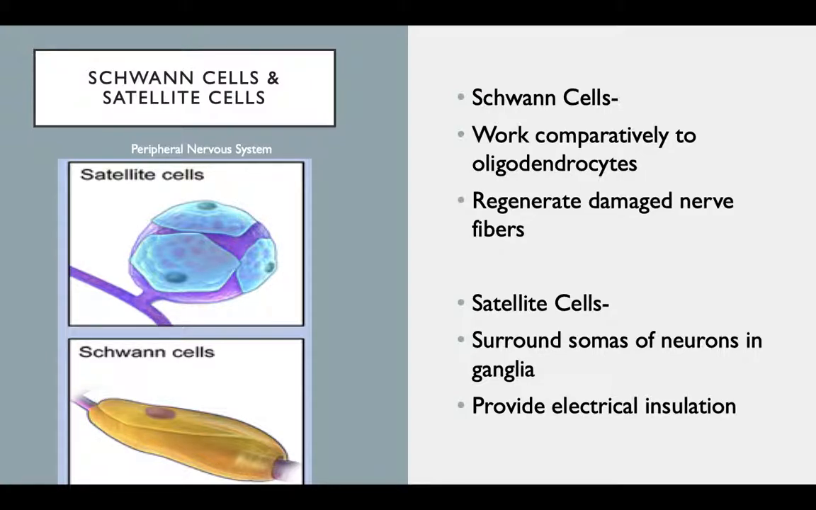Next, satellite cells. They surround the somas of neurons in the ganglia, provide electrical insulation, and regulate chemical environments of neurons. They play a protective role in the peripheral nervous system. There is still much to be learned about satellite cells because they are not currently completely understood. The brain is a mystery.